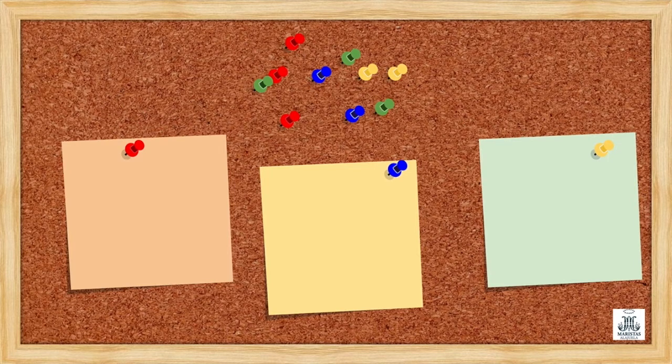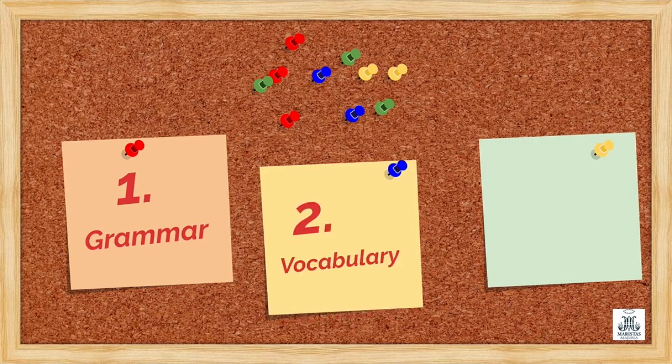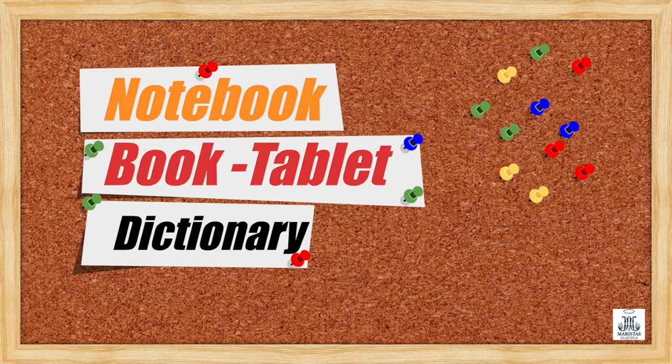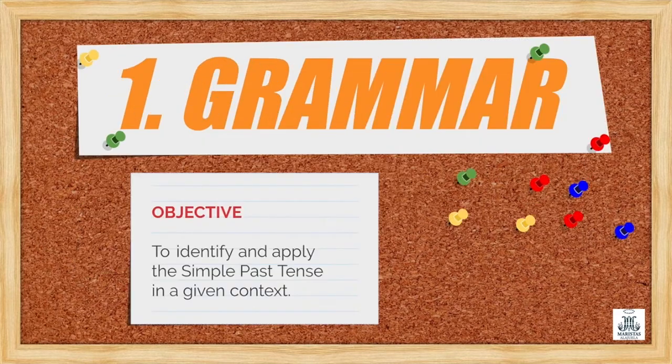In this session we're going to be focusing on three different areas: grammar, vocabulary, and speaking. For this session you need to have with you your notebook, your book, your tablet, and your dictionary. Let's start with grammar. The objective of this session is to identify and apply the simple past tense in a given context.